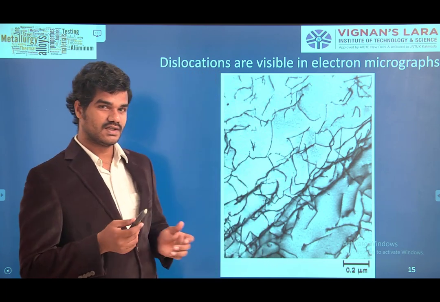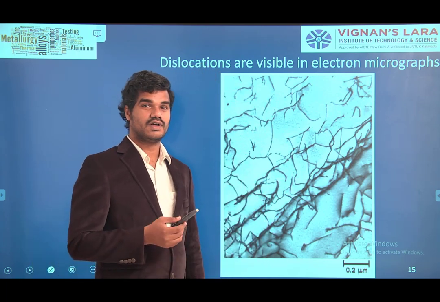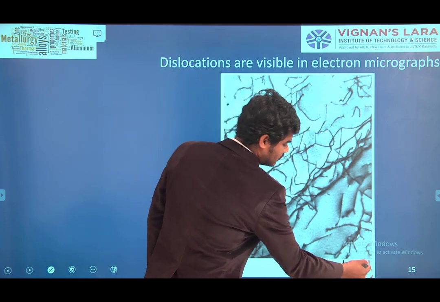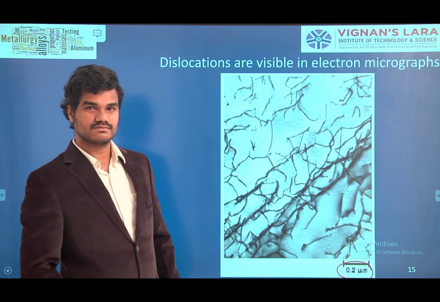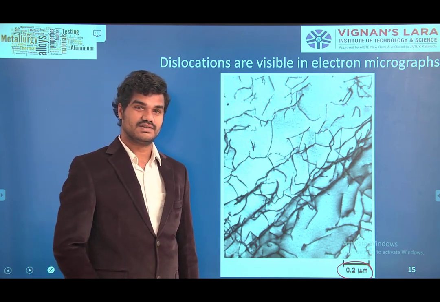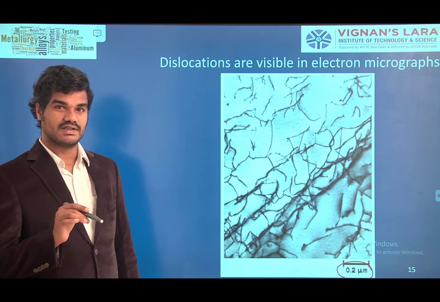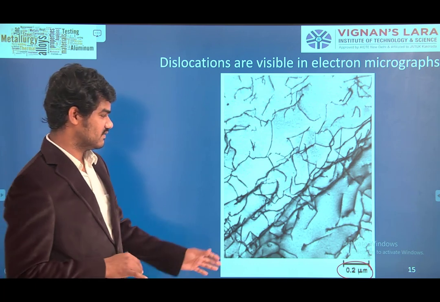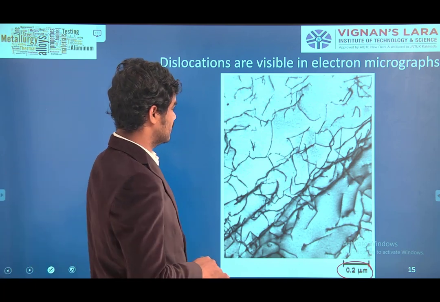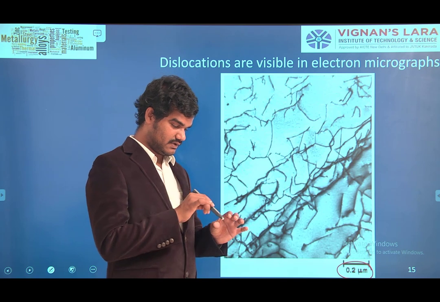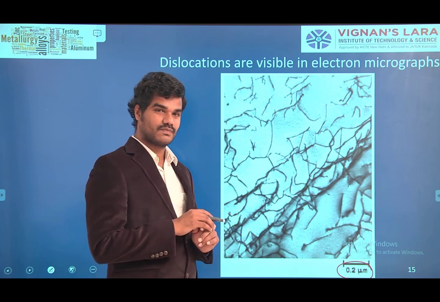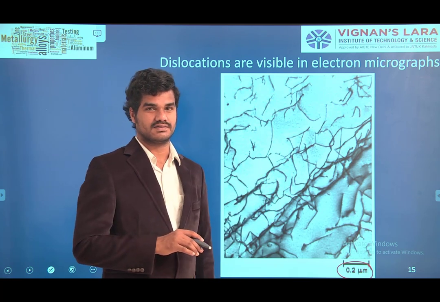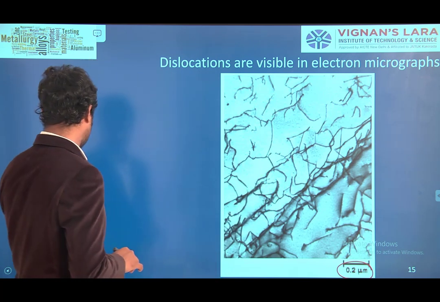So here, if you see this image, it is observed at 0.2 micrometer level. 0.2 micrometer means 0.2 into 10 power minus 6 meter. At that zoom level, if you observe these dislocations, this is one of the figures of dislocations.